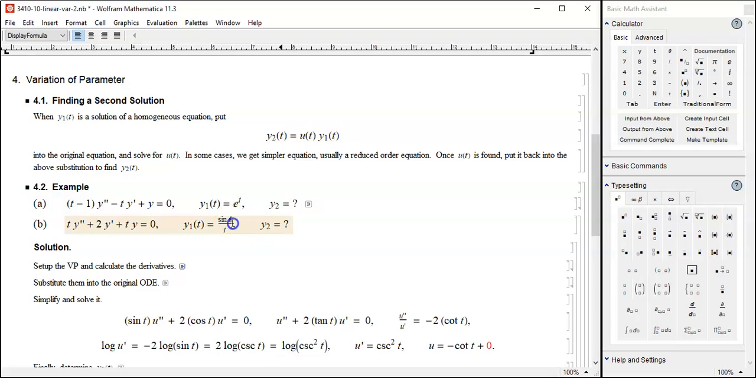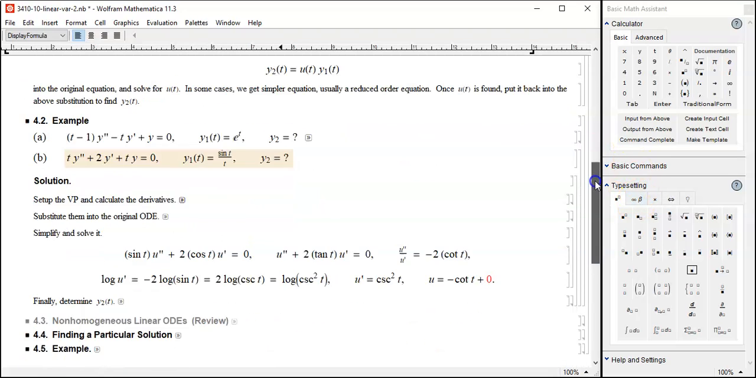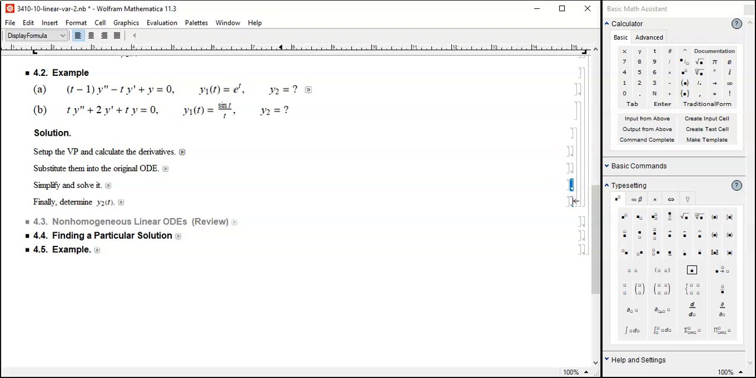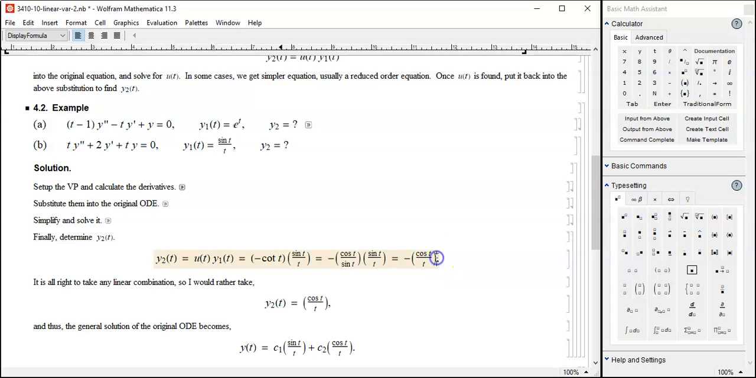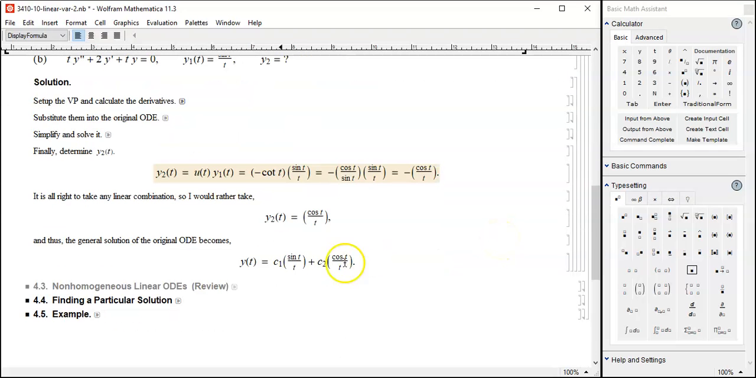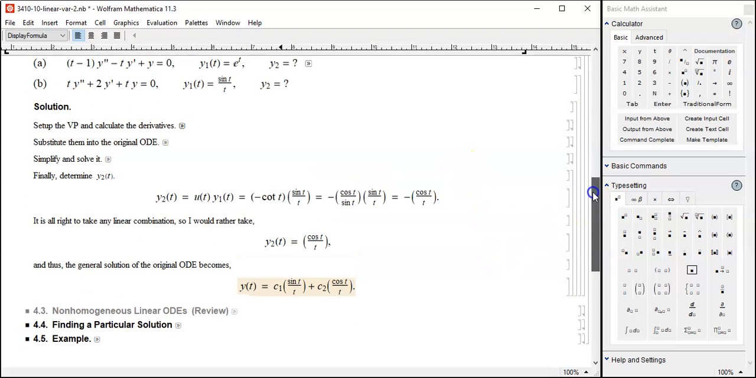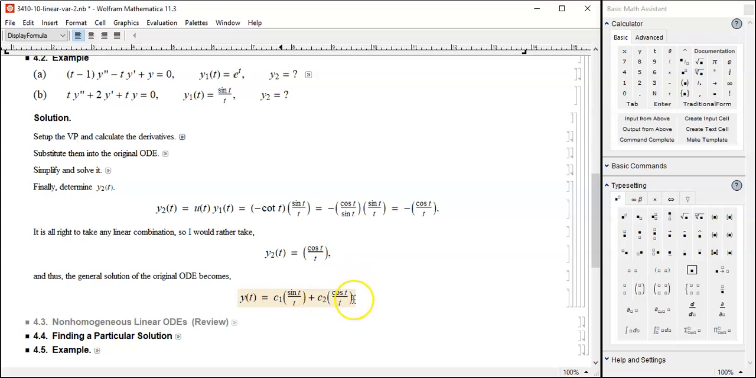And y1 is sine of t over t. So let's go ahead and calculate that. Cotangent of t times sine of t over t. So we have cosine of t over t. We have this negative sign here, but that's okay because this c2 is arbitrary, so it'll eat up any negative sign or any other coefficient. So it's okay to disregard the sign, and then we have this general solution there.